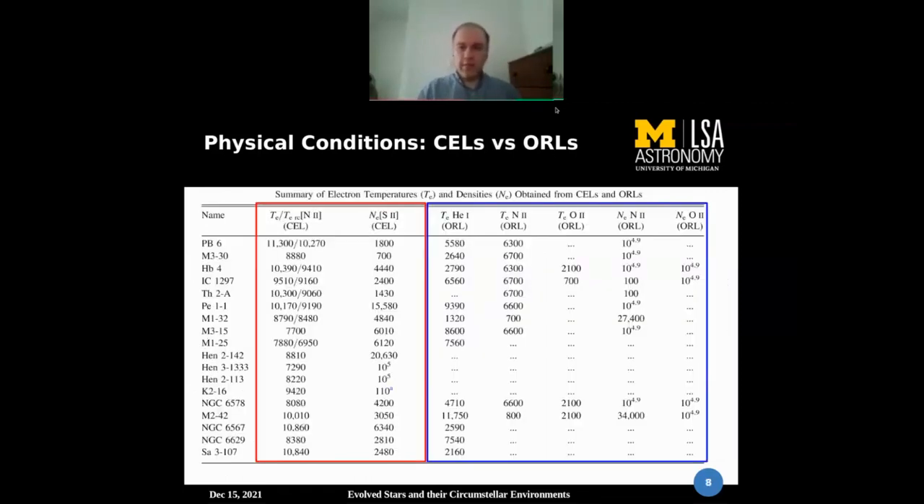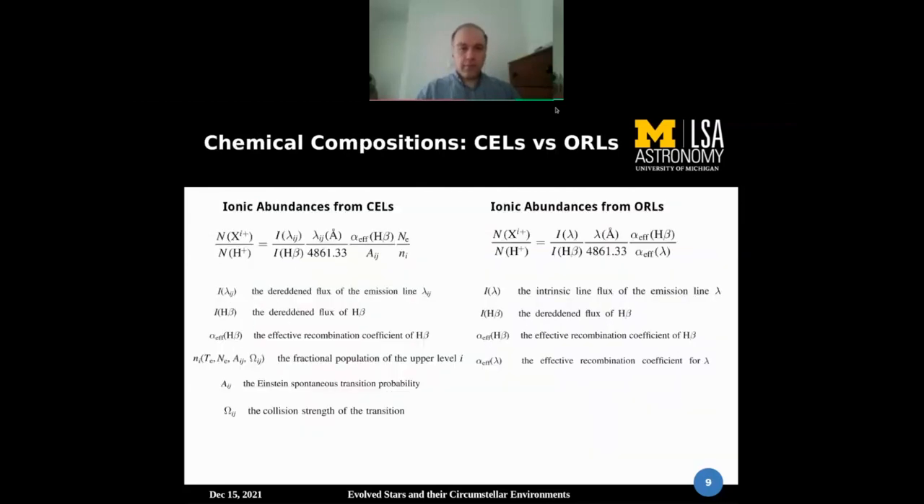And here is a summary of physical conditions. And this self-consistent plasma diagnostic of heavy element optical recombination lines of nitrogen II and oxygen II suggests there is a small fraction of cool and dense material in some objects.